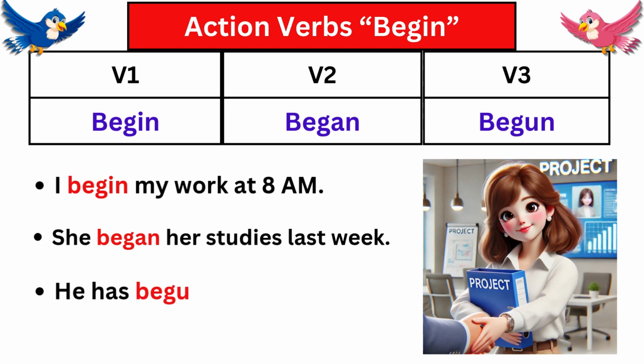V3, past participle: He has begun a new project. This is used with have or has for the present perfect tense.